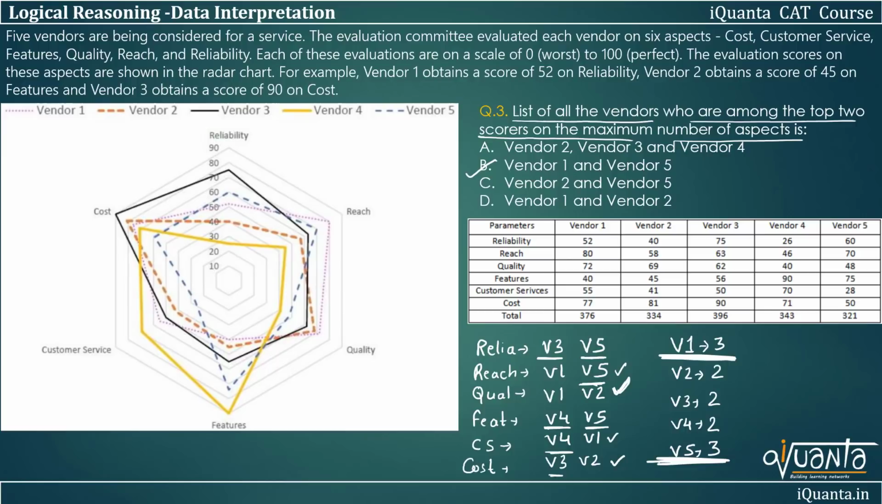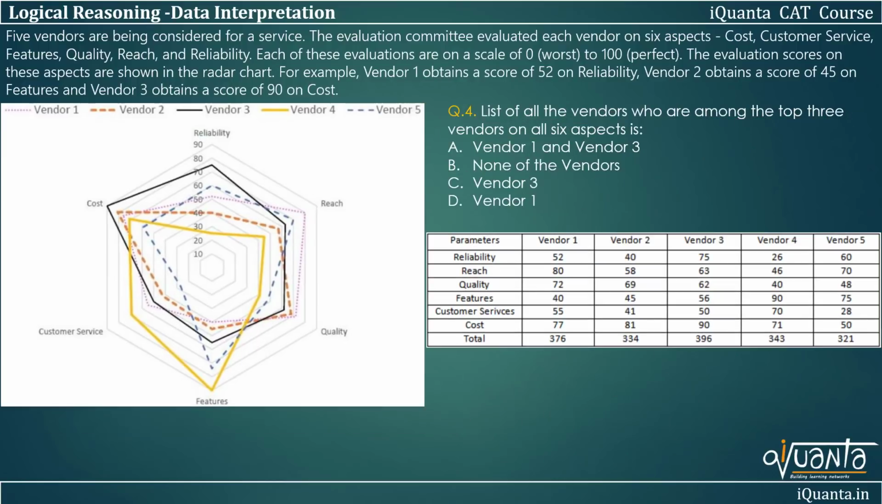Now let's solve the last question. The last question is list of all the vendors who are among the top 3 vendors on all 6 aspects. So we are talking about those vendors who are among the top 3 in all the 6 aspects. So again we'll have to use the data from the previous question. We have calculated the top 2 in every aspect. Now let us keep the top 3 vendors in all the aspects.